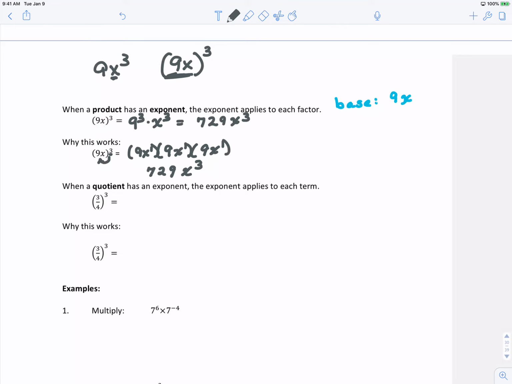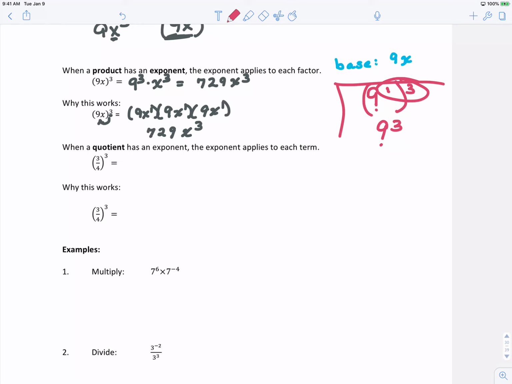If I had this problem over here, 9 to the first to the third, it would just be 9 to the third. I would multiply those exponents. The 9 is the base here, so the base is just carried on through.